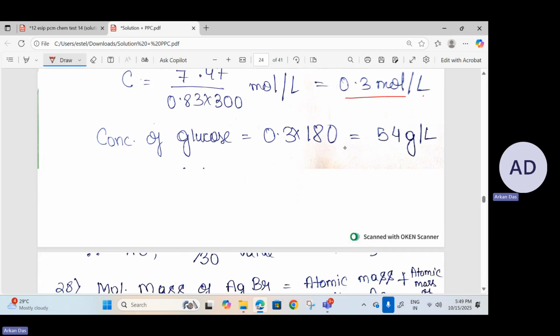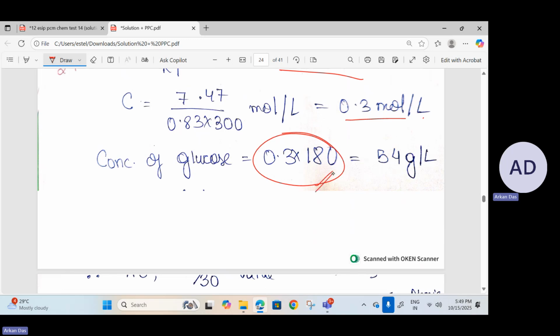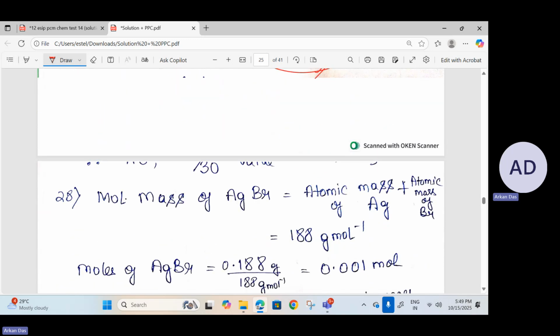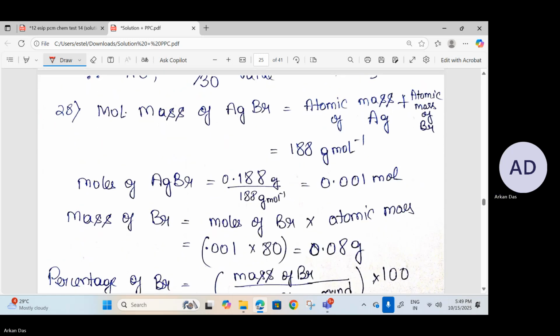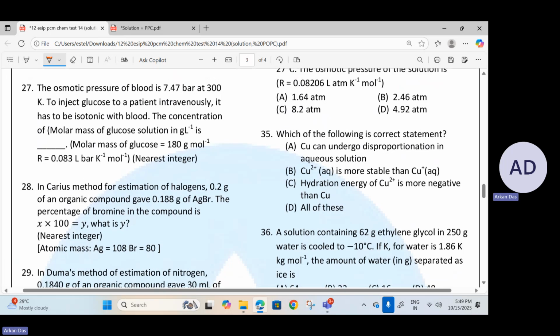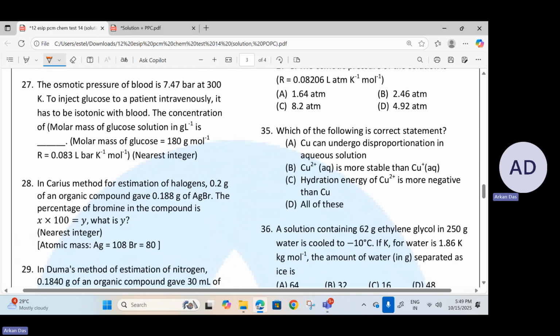The concentration of glucose you are using, because that is mole per liter of glucose. So 1 mole is having 180 gram. So 0.3 into 180 is going to give you 54 gram per liter. Easy, easy peasy. Next one is also a very easy question. Next one is question number 28.